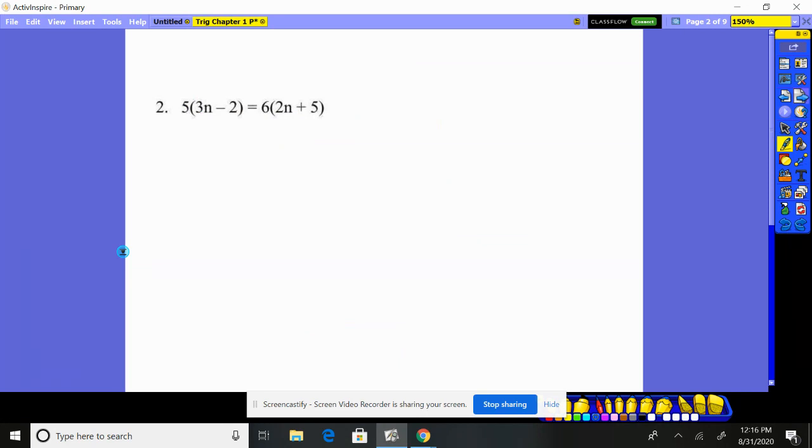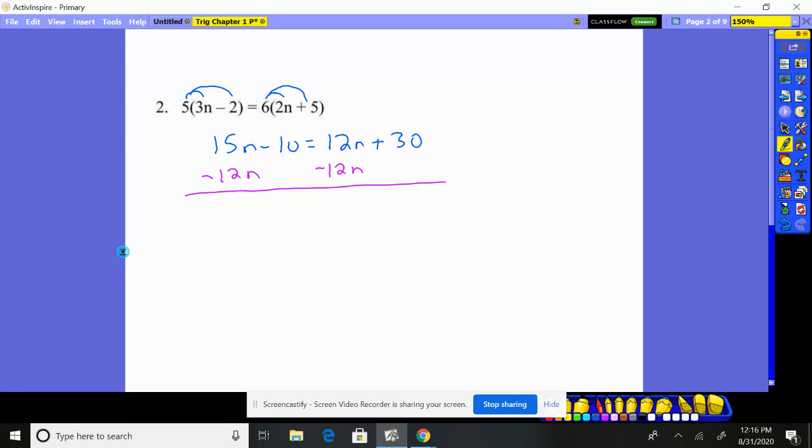Problem 2. Well, we just distribute the 5 through, and then we'll distribute the 6 through. So that'll be 15n minus 10 equals 6 times 2n is 12n plus 30. Now, again, doesn't matter who you really move as long as you get the variable on one side and the number on the other. I'm going to go ahead and move the variable first, and I'm going to move the smaller variable. That's what I like to do. I don't care whether it moves to the left side of the equal or the right side. Gives me 3n minus 10. That's a big 0 plus 30 is 30. Now I need to move this minus 10 over, so I'm going to add 10 to both sides.